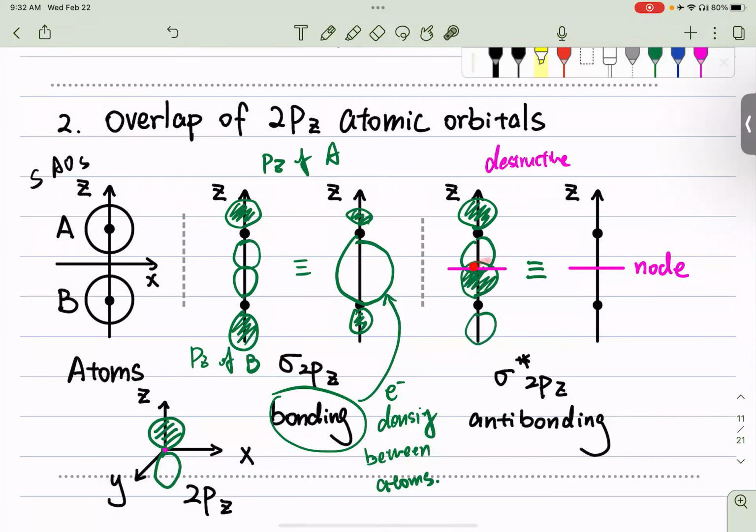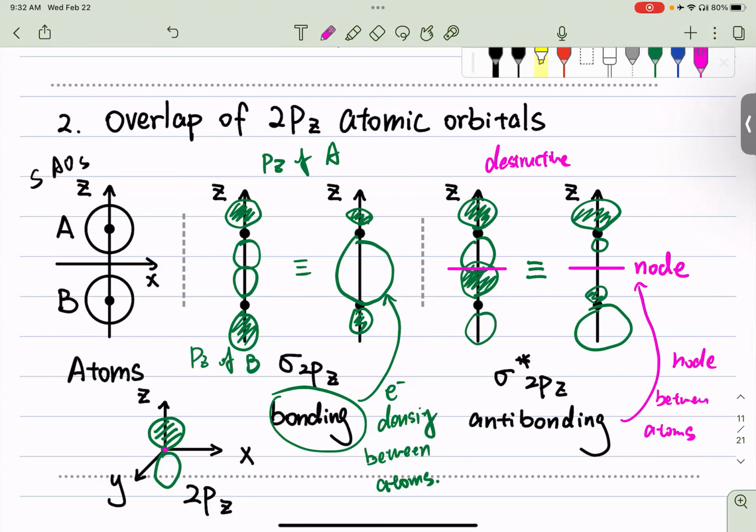Right, so here we have atomic orbitals of different shape meet each other and creating a node, or the result of this drawing is gonna look like this. So we have an anti-bonding MO, and that's a node between atoms. Or when we see a node, again, it is by definition a low electron density region in between atoms. So that's for the 2pz atomic orbitals.